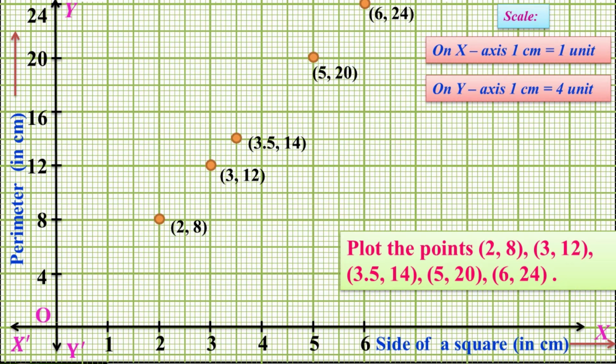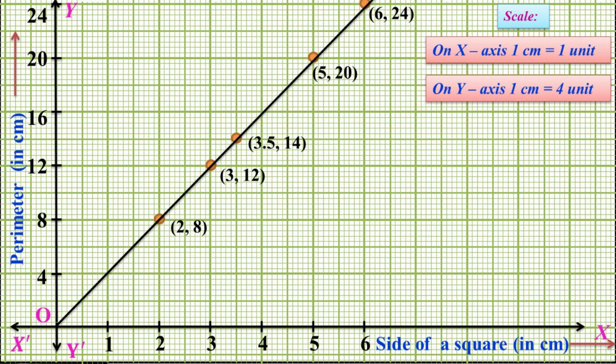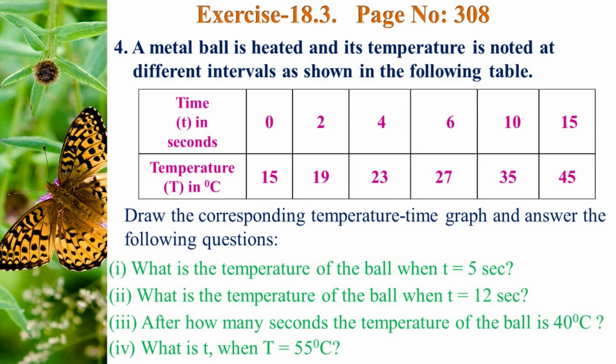Now join the points. Draw a straight line. Next, fourth question. A metal ball is heated and its temperature is noted at different intervals as shown in the following table. Time t in seconds: 0, 2, 4, 6, 10, 15. Temperature T in degrees Celsius: 15, 19, 23, 27, 35, 45. Draw the corresponding temperature-time graph and answer the following questions.